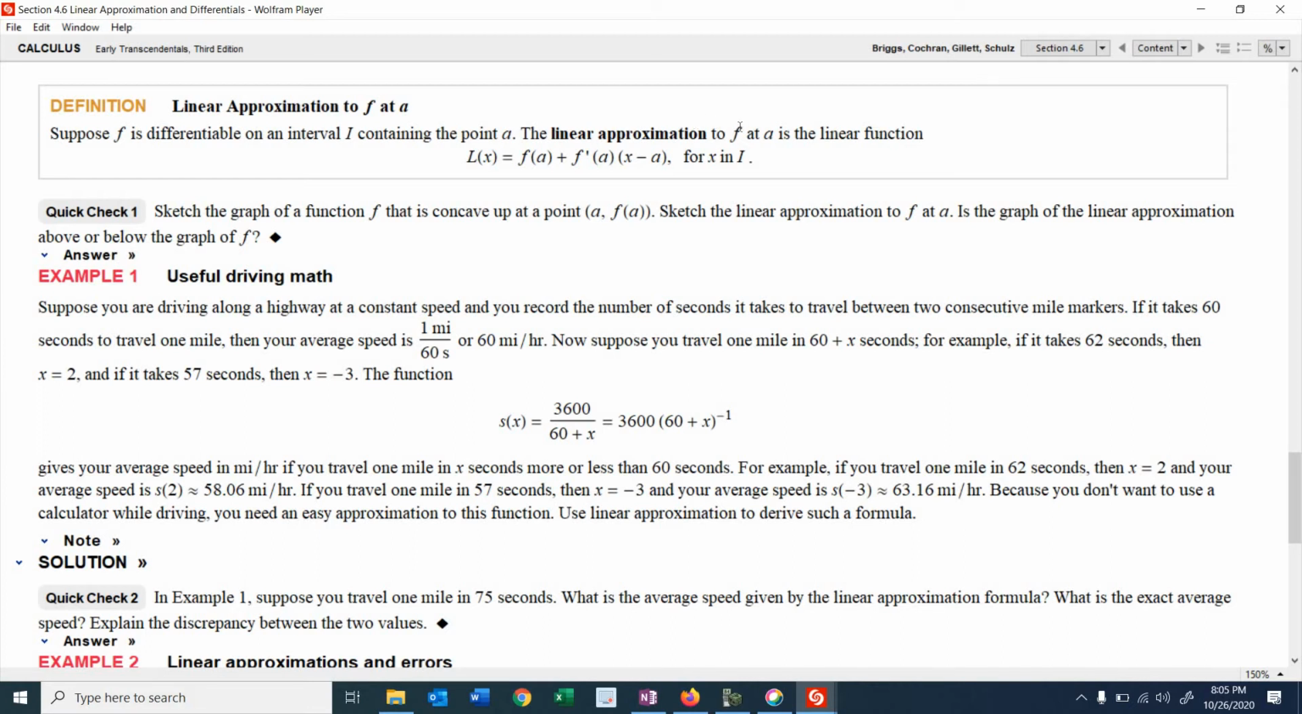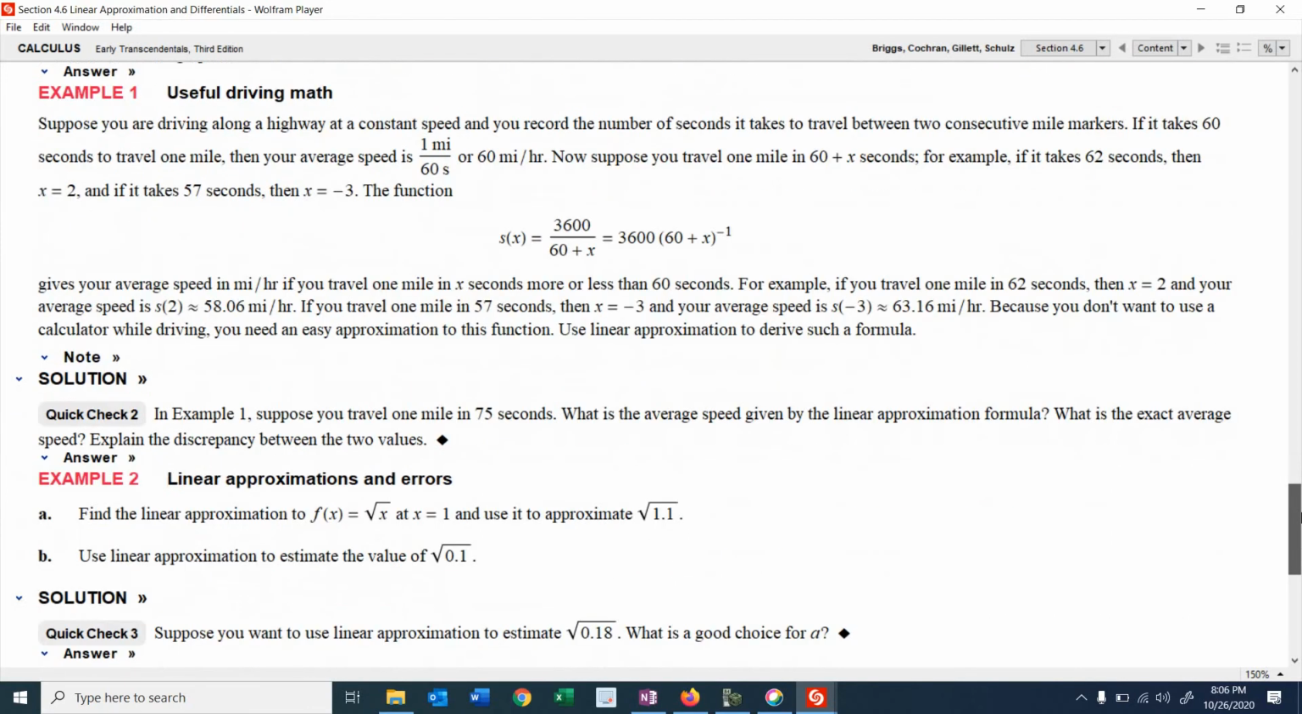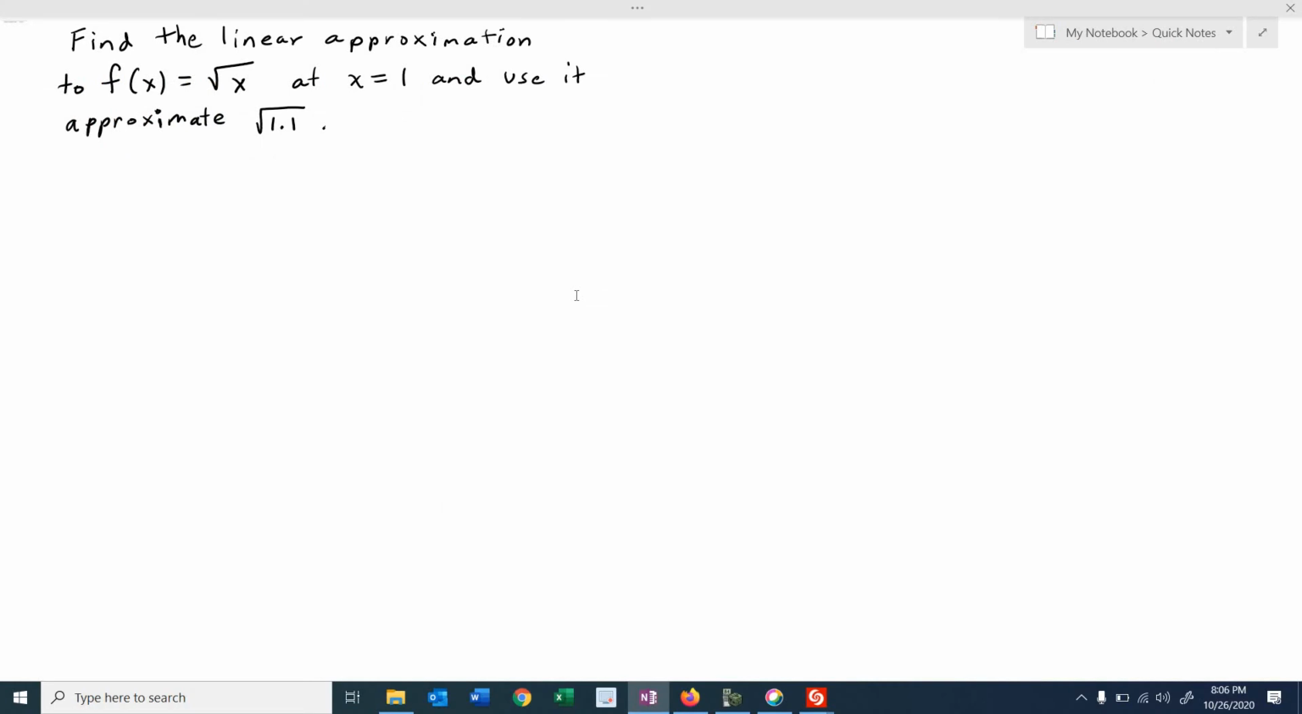Then the linear approximation to the function at a is this linear function, L of x, which is f of a plus f prime of a times x minus a for all x values in the interval I. Okay, so let's do an example where we actually use this linear approximation. We're going to take this function f of x equal to the square root of x. We're going to find a linear approximation to that function at x equals 1. Then we're going to use that linear approximation formula to approximate the square root of 1.1.